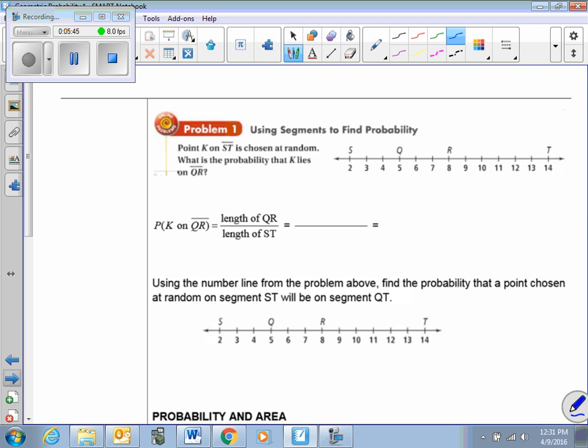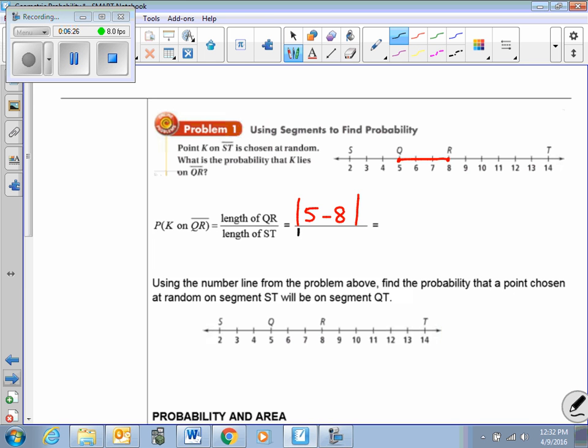So I got segment ST here, and point K is chosen on ST at random. So what is the probability that K is going to be on QR? So I'll make QR red like it was on our previous example. All right, so I know that I have to divide the length of QR by the length of ST. So how do I do that? Well, the length of QR, remember we did this in the very beginning, is 5 minus 8, the endpoints, and of course it's the absolute value. Why do I have to use the absolute value? Because it has to be positive.